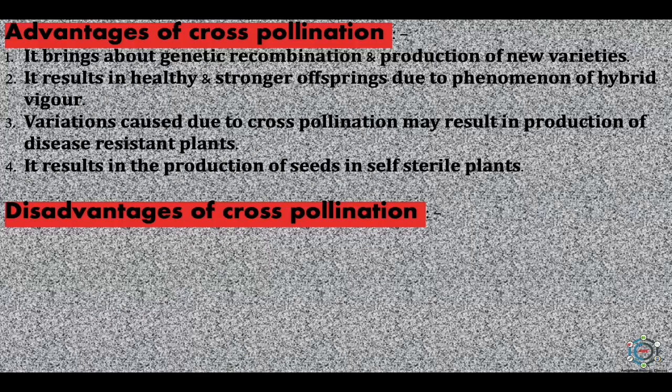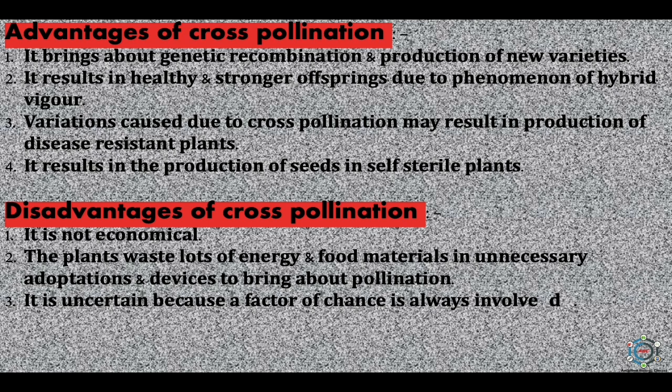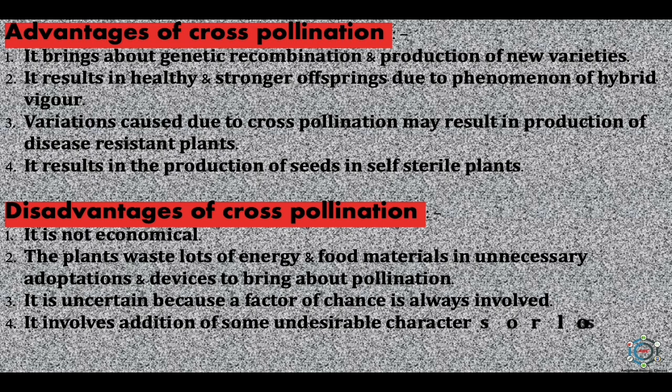And the disadvantages also of cross-pollination, in which the first one is it is not economical. The plant wastes lots of energy and food material in unnecessary adaptations and devices to bring about pollination. It is uncertain because a factor of chance is always involved. It involves addition of some undesirable characters or loss of some important characters. So, these are the advantages and disadvantages of cross-pollination.